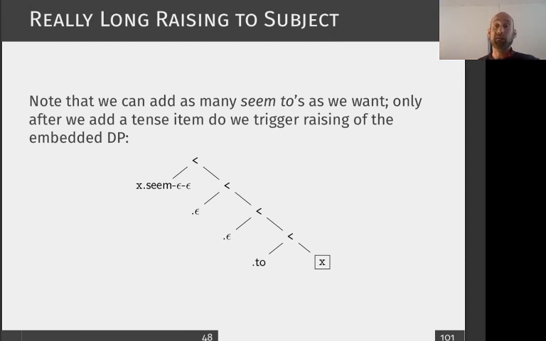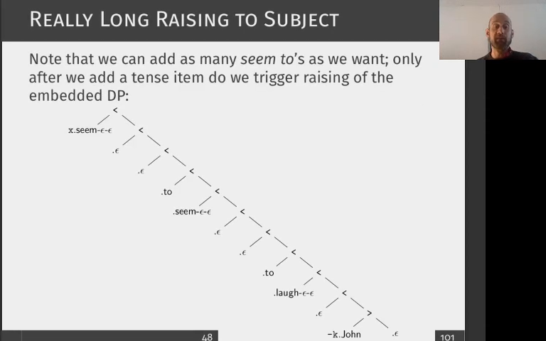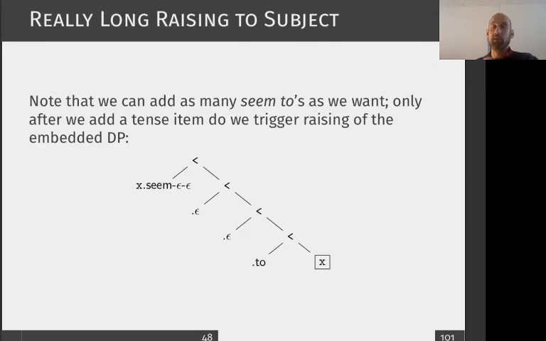We can add as many seams as we want. Okay, and only after we add a tense item do we actually trigger raising of the embedded DP. Right? So here's one seam, here's three seams.